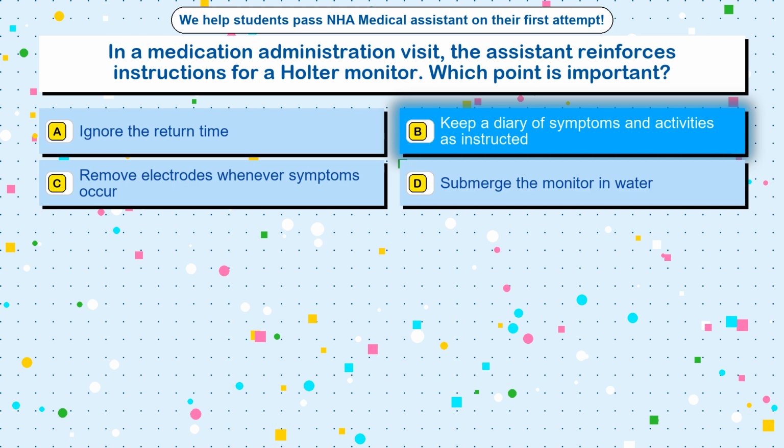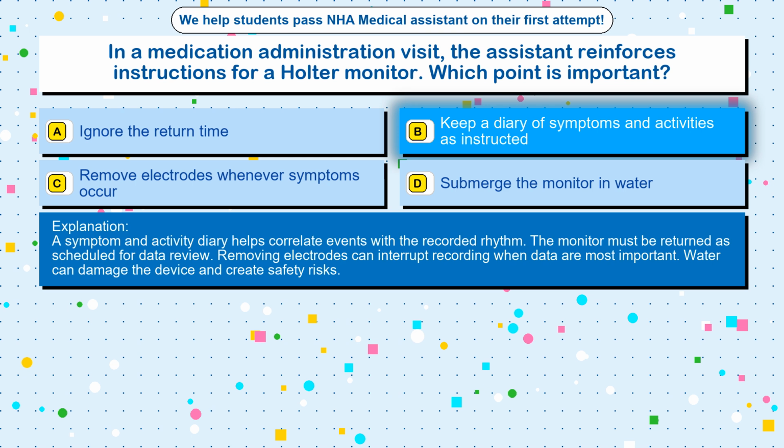The correct answer is option B. Keep a diary of symptoms and activities as instructed. A symptom and activity diary helps correlate events with the recorded rhythm. The monitor must be returned as scheduled for data review. Removing electrodes can interrupt recording when data are most important. Water can damage the device and create safety risks.